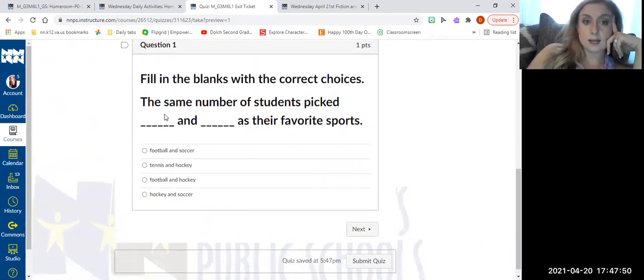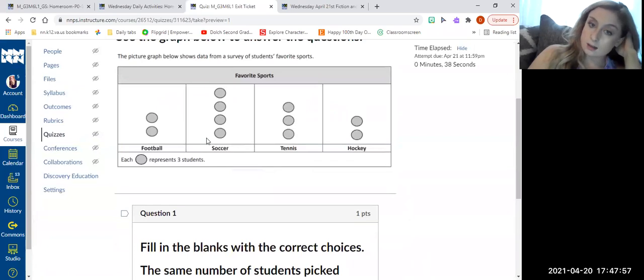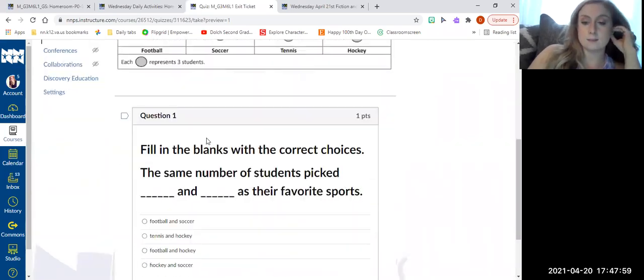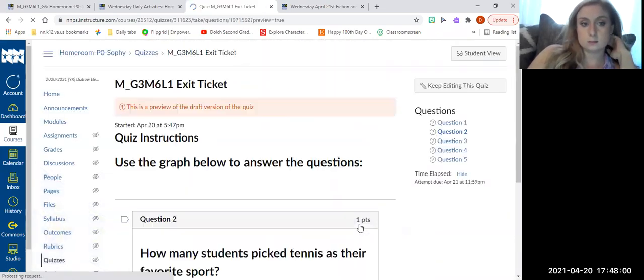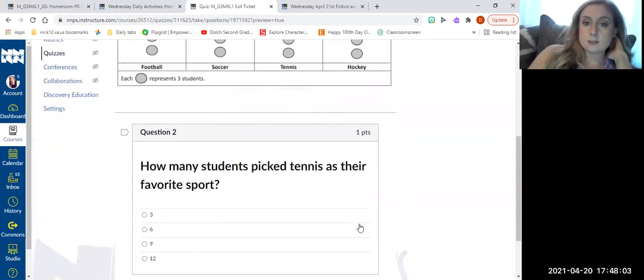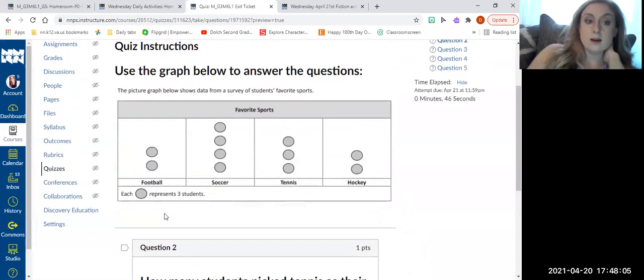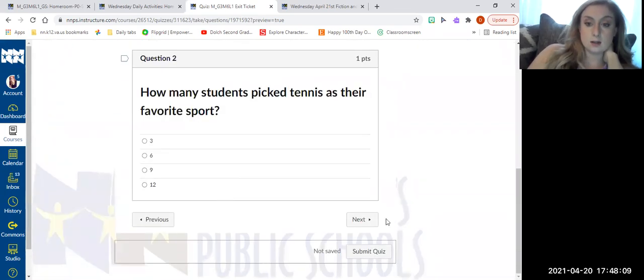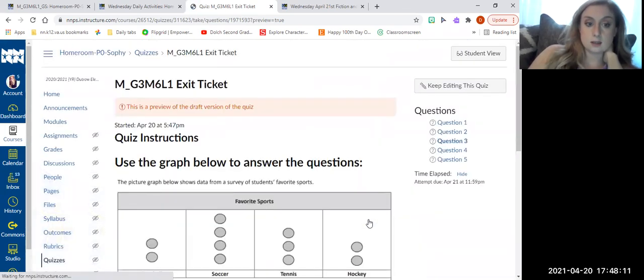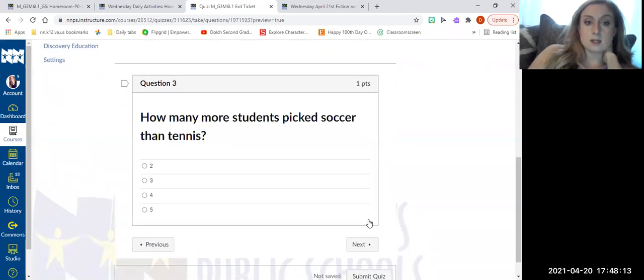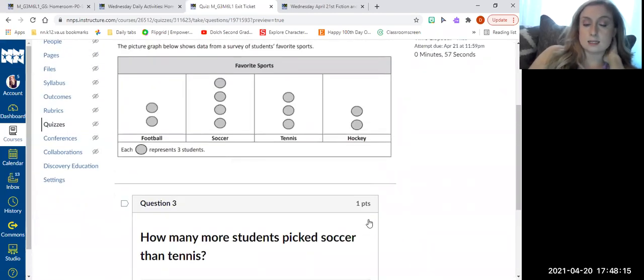There's going to be some fill in the blank questions. So it says the same number of students picked blank and blank as their favorite sport. So look at the graph and look which ones are the same. How many students picked tennis as their favorite sport? Friends, remember each one represents 3 students. How many more students picked soccer than tennis?